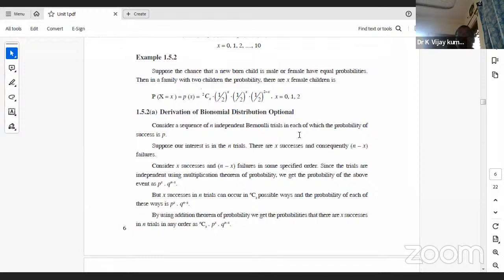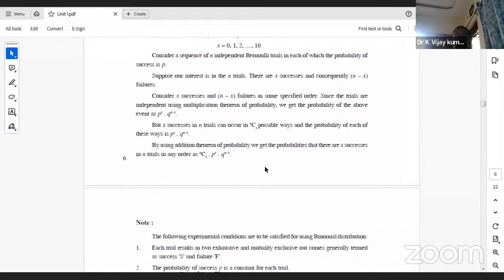Since the trials are independent, using the multiplication theorem of probability, we get the probability p power x and q power n minus x. By using the addition theorem, the probability that there are x successes in n trials in any order is nCx p power x q power n minus x.